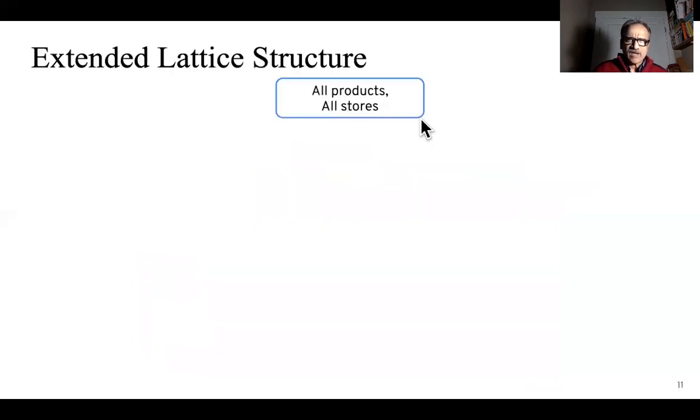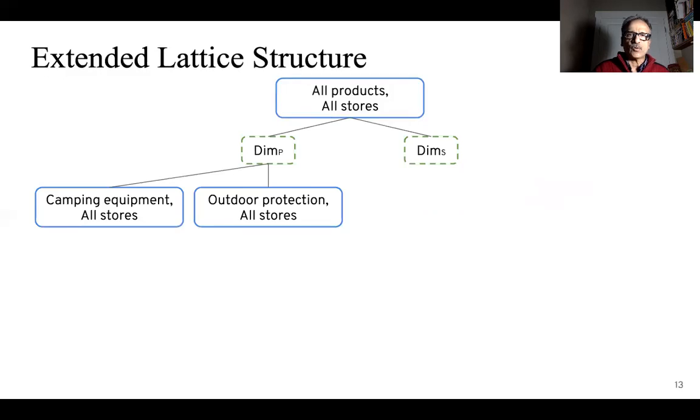So it turns out that we have to do a little bit more work. We can't just take the raw lattice. We need to extend the lattice a little bit. Let me tell you briefly about it. So what we do here is keep track of the drill down dimensions. So let's say that this is the root of the lattice, all products, all stores. We keep track of the drill down dimensions, product dimension and store location dimension. And of course, expand them on each of these dimensions.